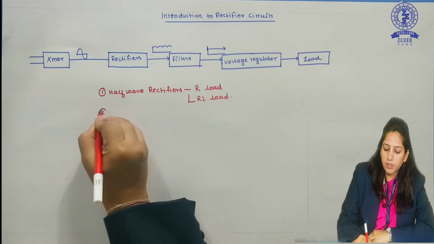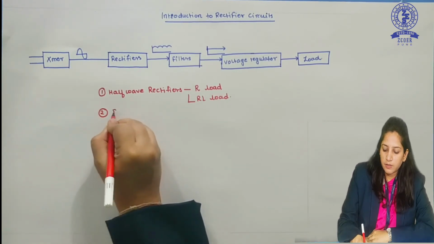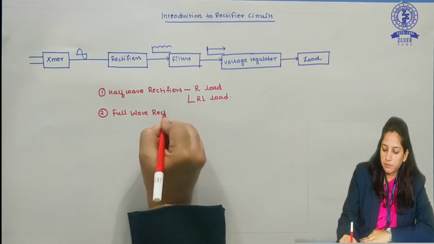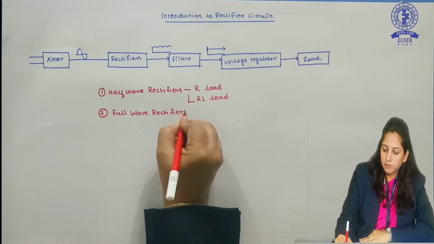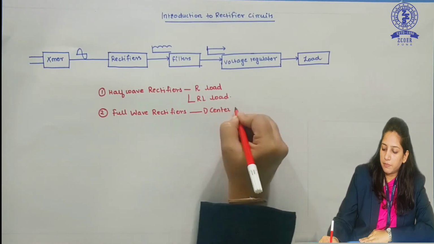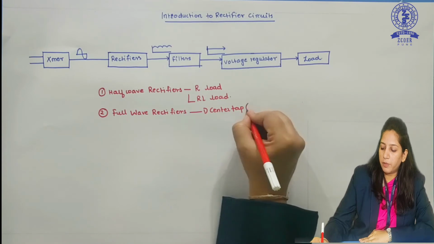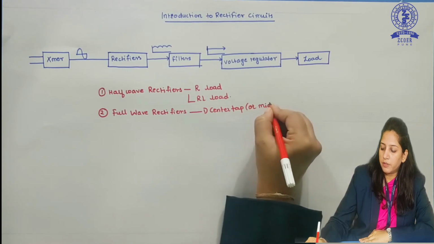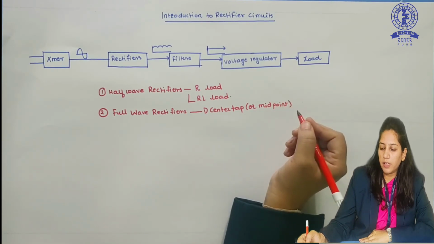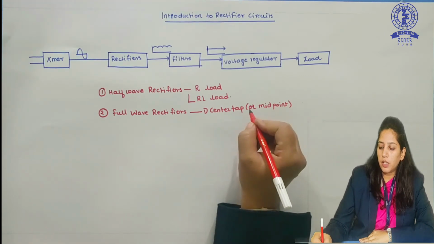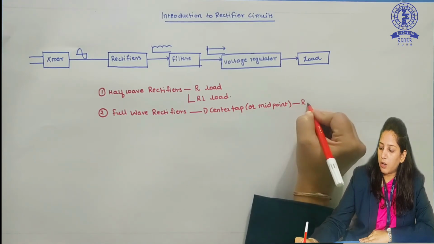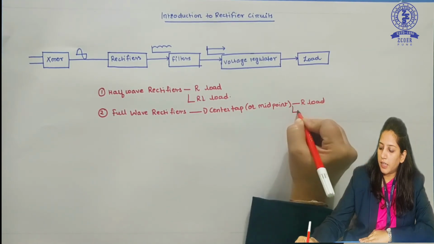Again we will see full wave rectifiers, in which the first type is center tap, or midpoint, because we are tapping the secondary winding of the transformer in the very middle and using it in our rectifier circuit. This also we will see for R load and RL load, both loads.